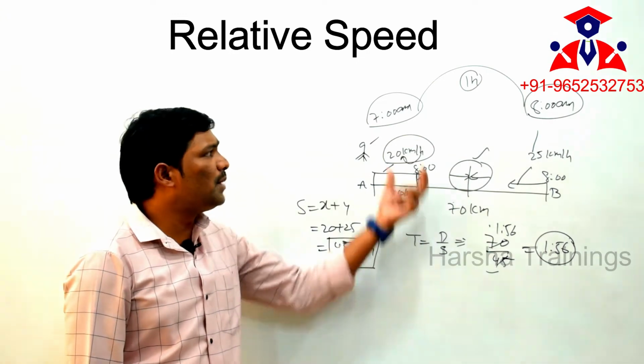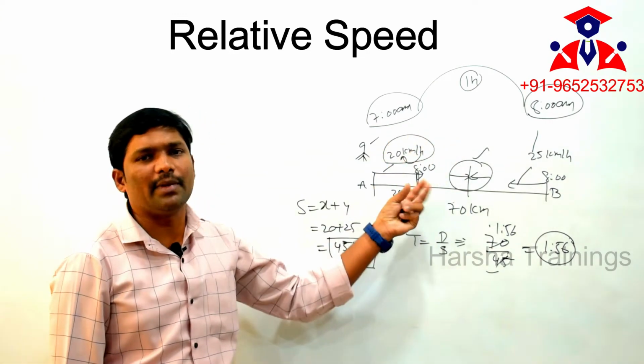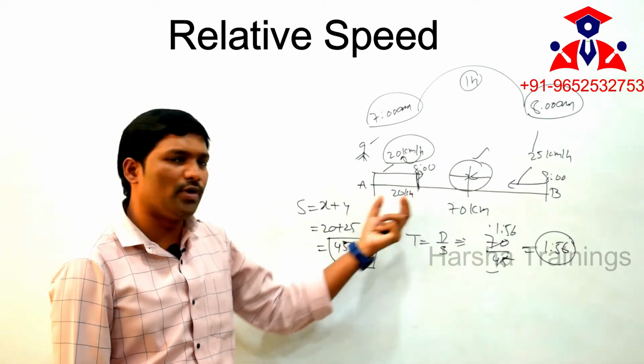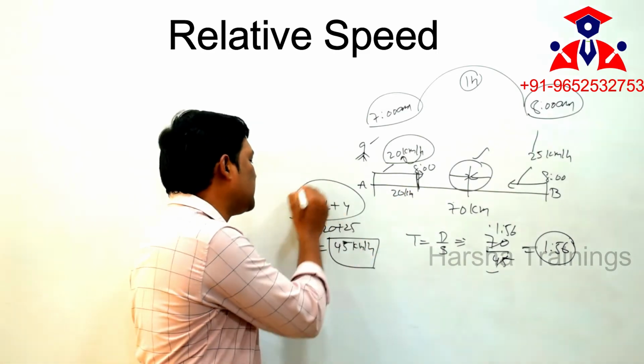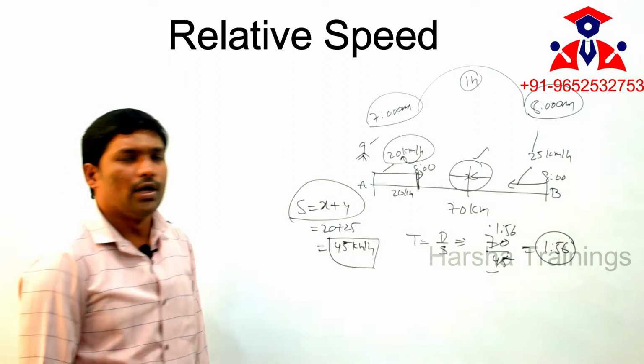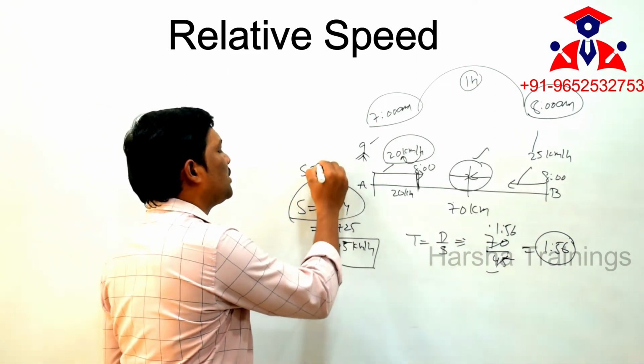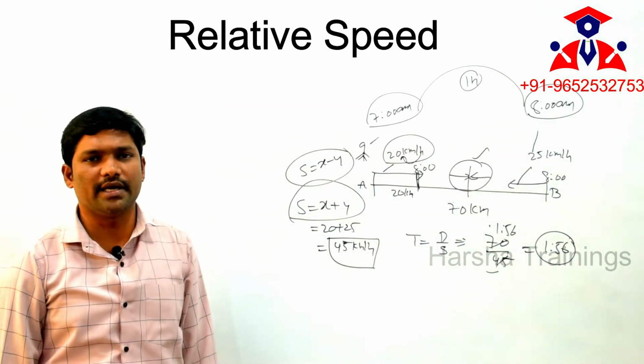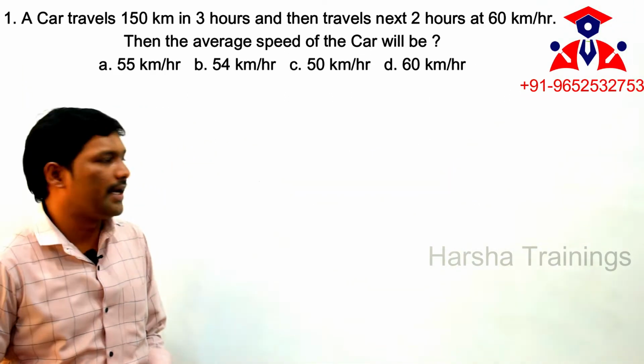Okay. So in the given problem, time is given, first equal that time and find out the answer. Two persons are moving in the opposite direction. What is the relative speed? S is equal to x plus y. Two persons are moving in the same direction, the relative speed is s is equal to x minus y. Is it clear, guys?